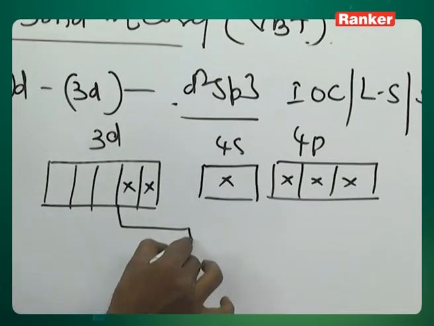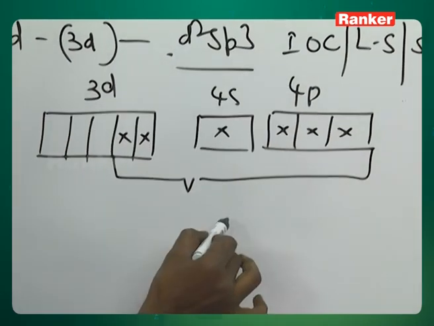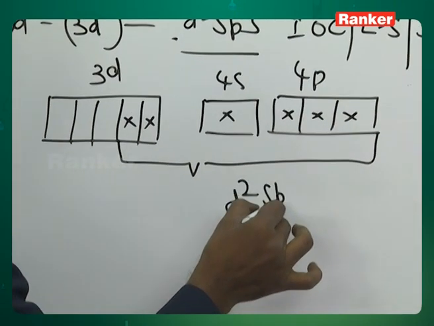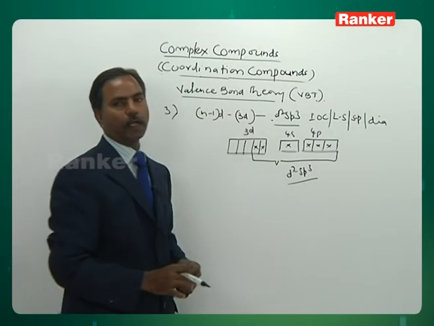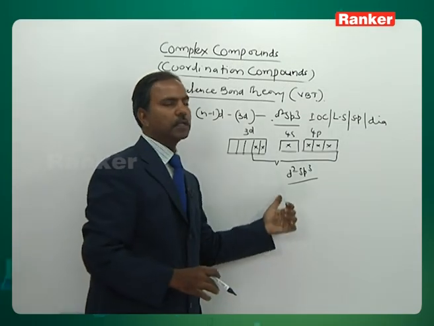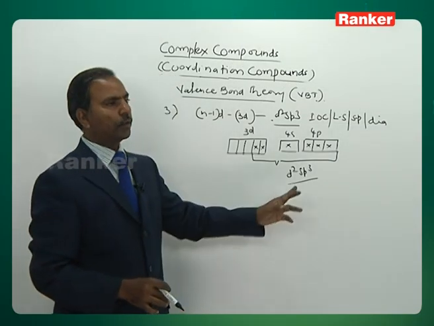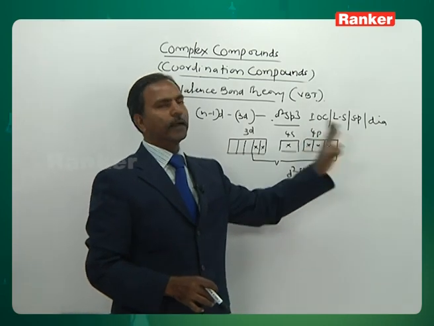Then d2sp3, I said, this is the hybridization; we consider d2sp3 hybrid orbitals. This represents an inner orbital complex, low spin, spin paired, diamagnetic.